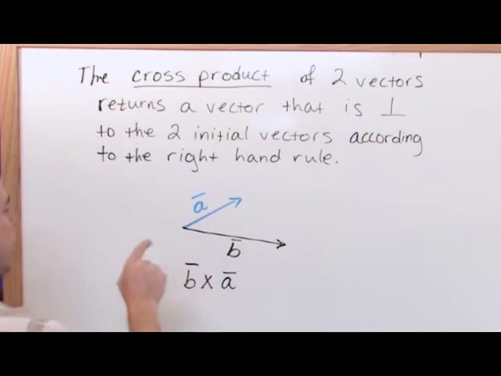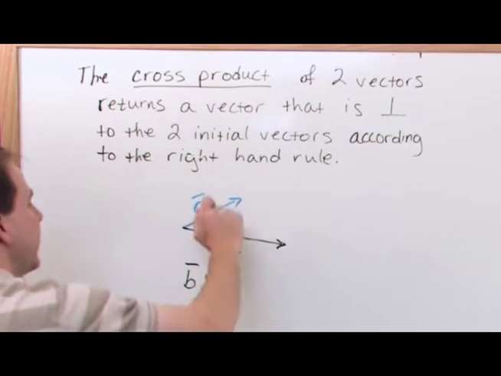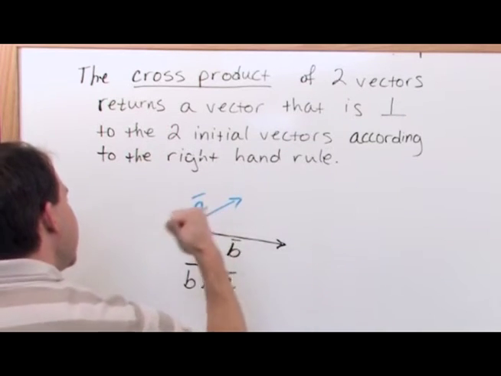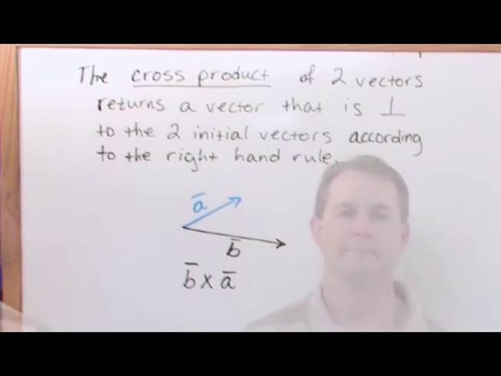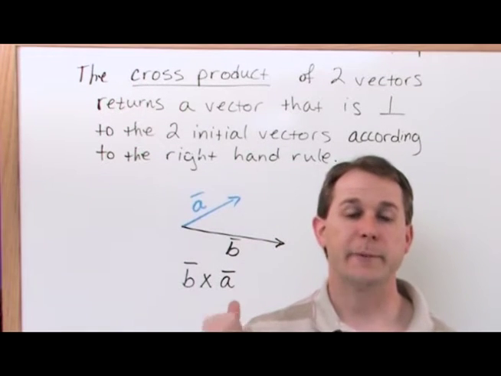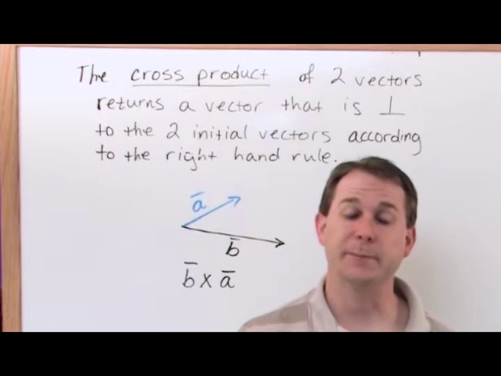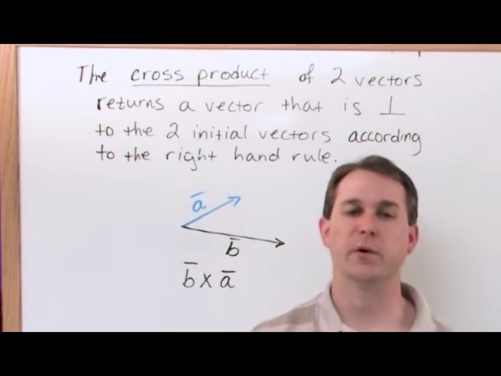And so that third vector, which is the answer to this cross product, is perpendicular to the two initial vectors because when I cross it, you see, any vector coming out of the board is perpendicular to the two initial vectors, okay? I don't expect this to make total sense yet because we have a few more things to cover before it does make sense.